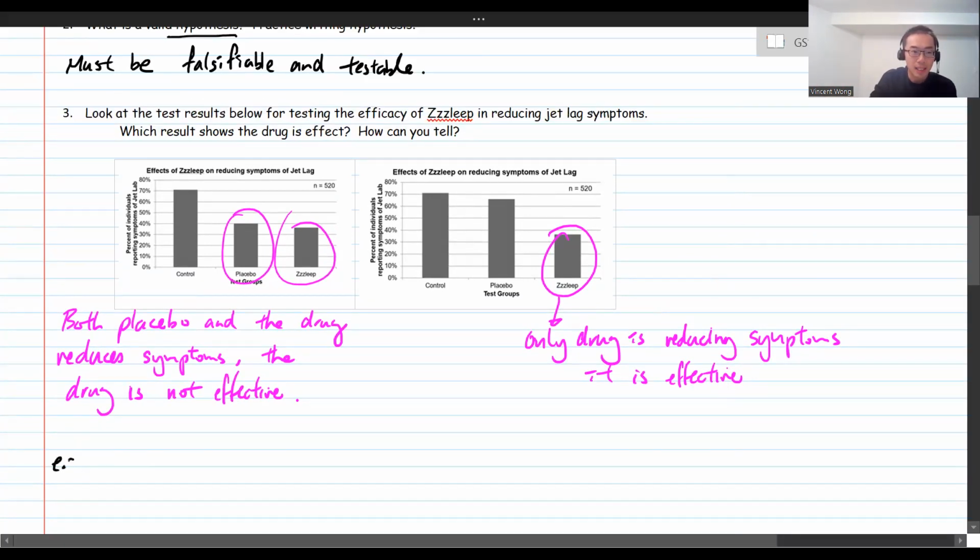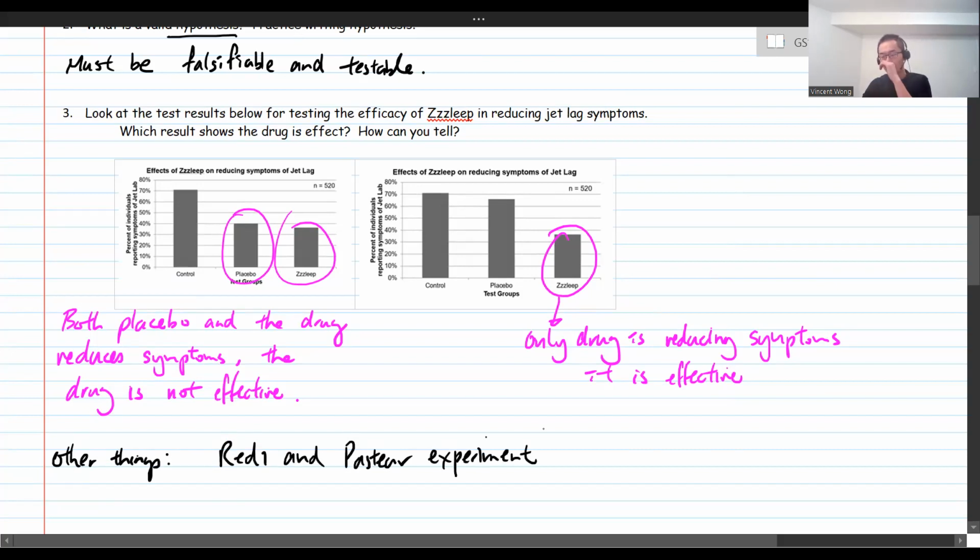Things such as the Redi experiment and the Pasteur experiment. Remember those with the flies and the flasks? There's also blind versus double blind experiments.